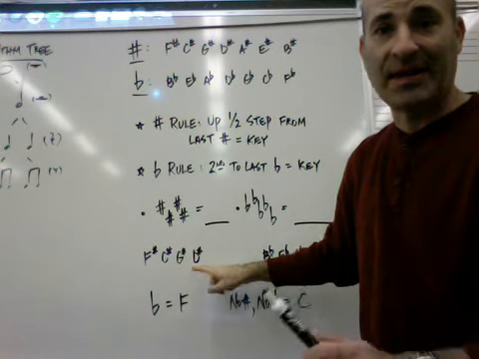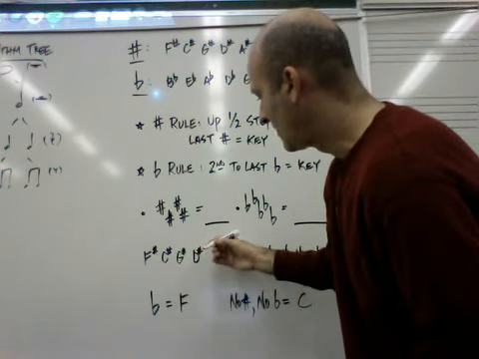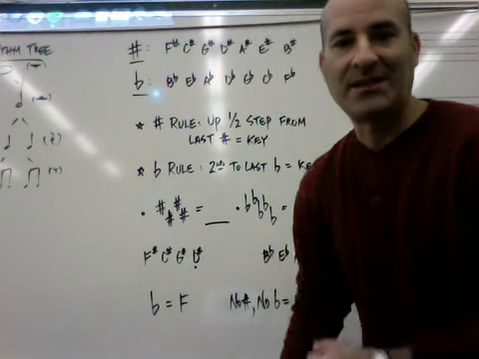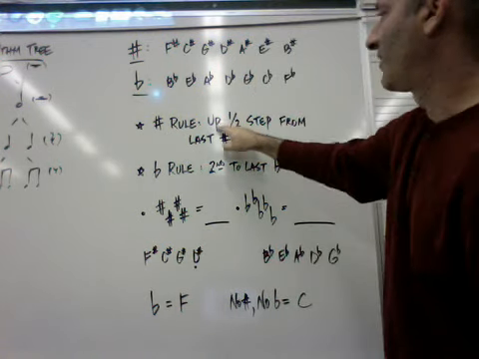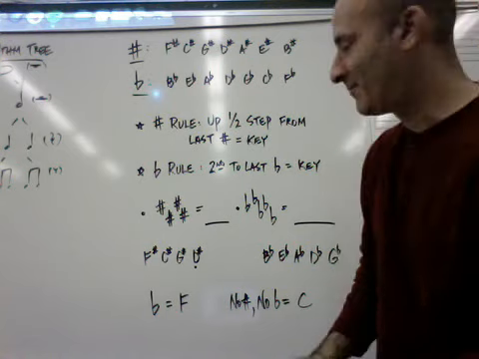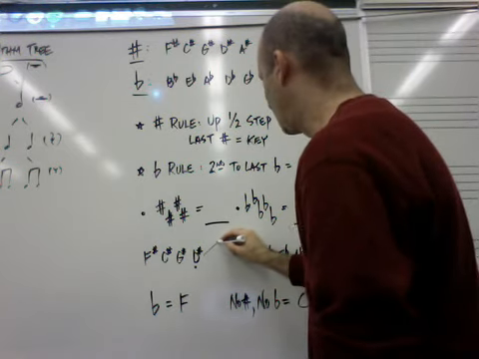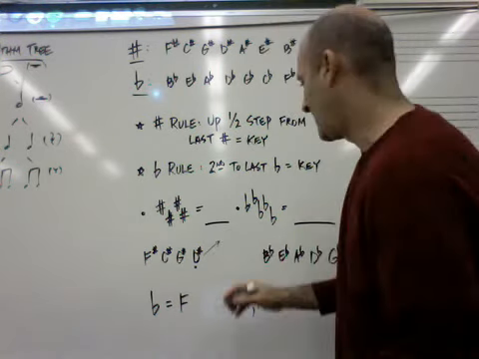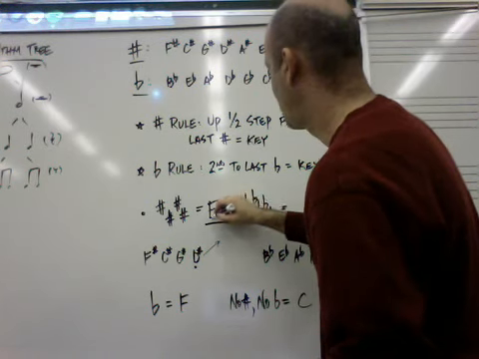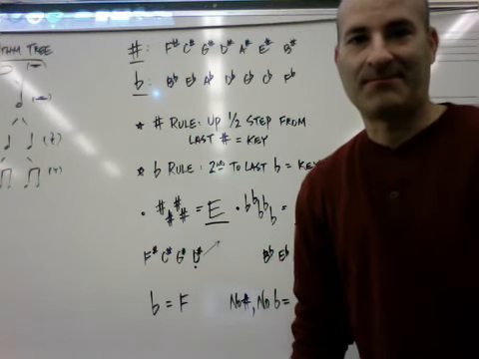So I found the last sharp, which is D sharp. But I'm not done yet. Now I need to take and go up 1/2 step from D sharp. So D sharp up 1/2 step gives us the key of E.